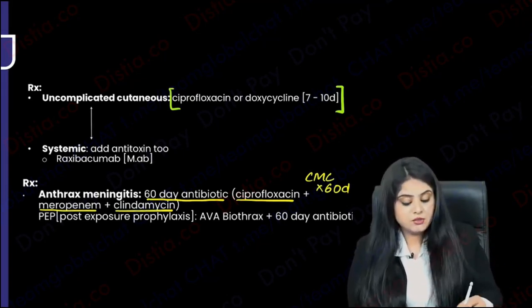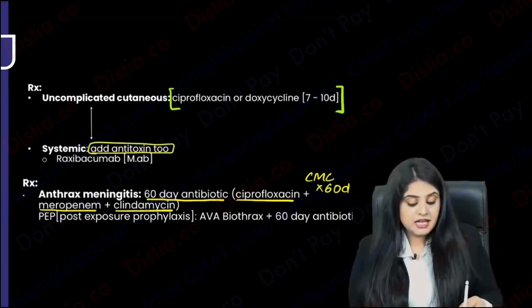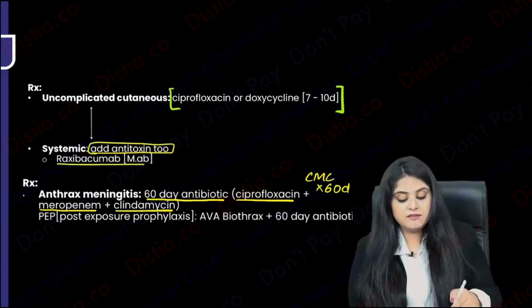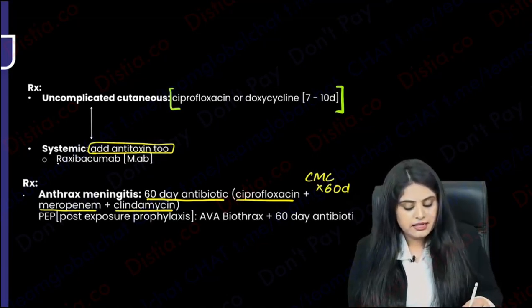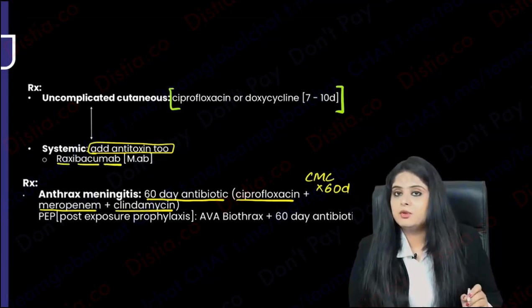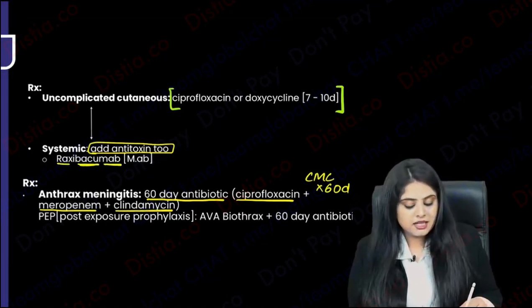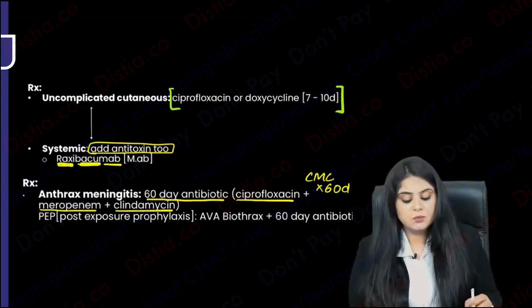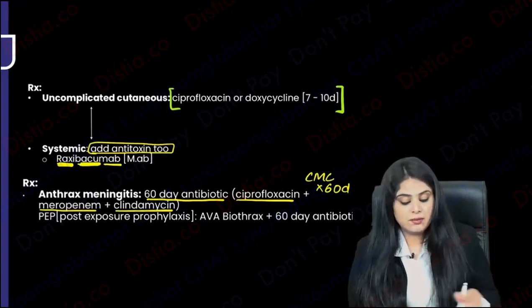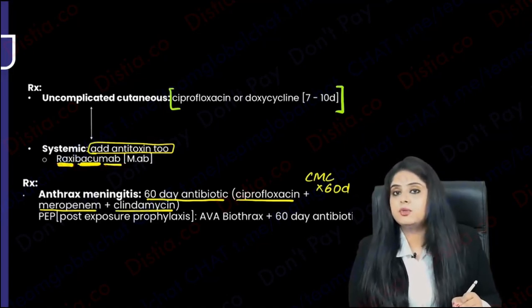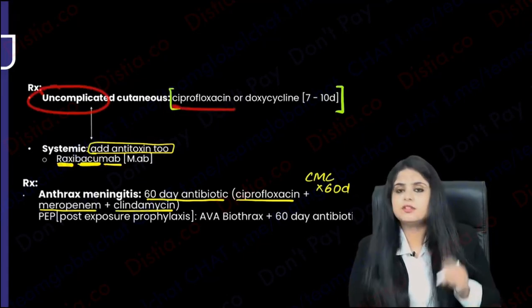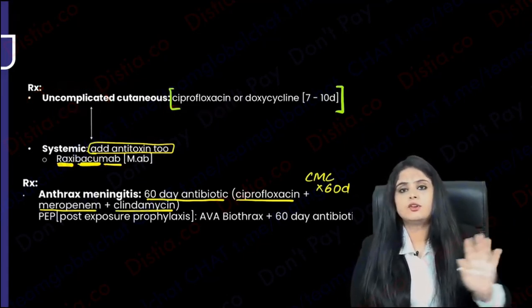And on top of that, guys, you also have to add an antitoxin. Now we have an antitoxin available. We have a monoclonal antibody, and if you read it, it sounds something like Bacillus anthracis. Raxibacumab: mab means monoclonal antibody, and Raxibacu, bacu will tell you Bacillus, Raxi means anthrax. So Bacu is Bacillus, Raxi is anthrax, that is how you combine it. It is a monoclonal antibody which you can use. So that depends. If uncomplicated, then only one drug for 10 days, ciprofloxacin or doxycycline for 10 days.